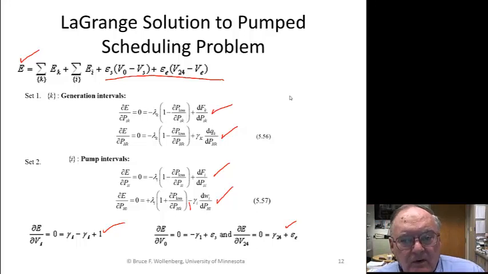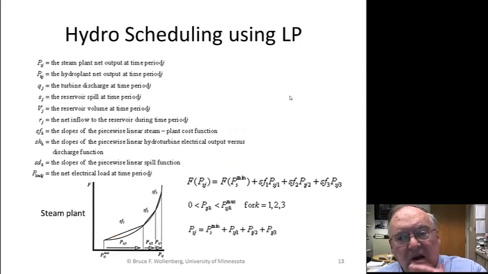And so now we're going to go back to hydro scheduling. We're going to talk about hydro scheduling using linear programming again. Here are all the variables: steam plant, hydro plant, turbine discharge, spill, volume, R, inflow, slope of piecewise linear steam plant function, slope of the piecewise hydro turbine function, slopes of the linear spill function. We'll show you that function in a minute, and electrical load. So we have to basically take our F function, which is a nonlinear function, and make it into linear segments.